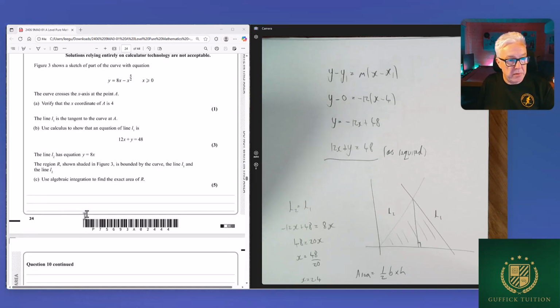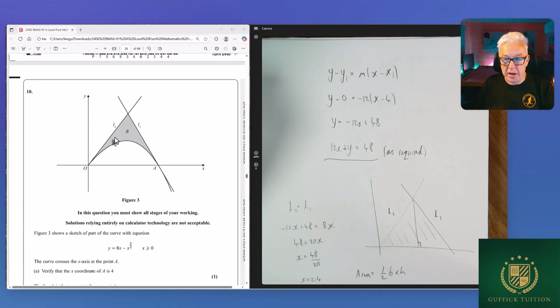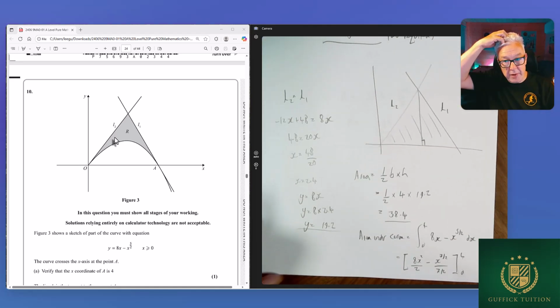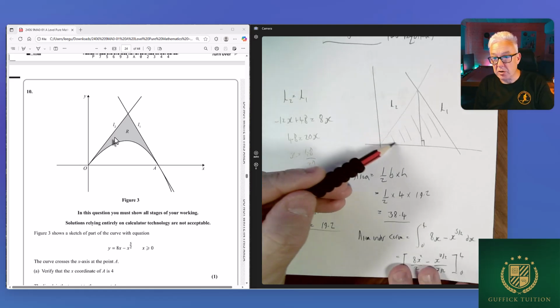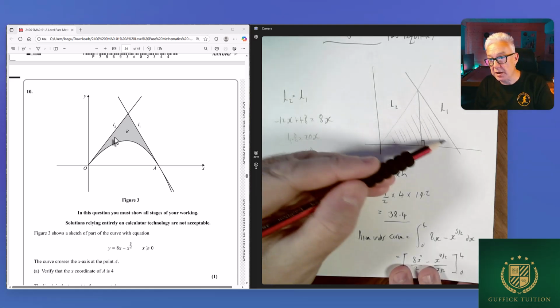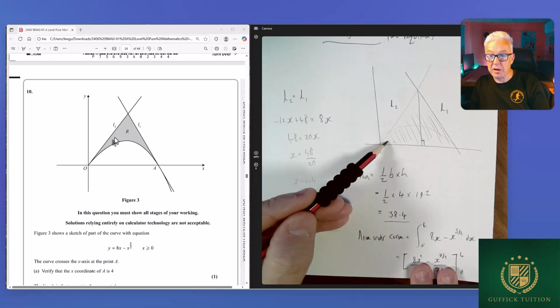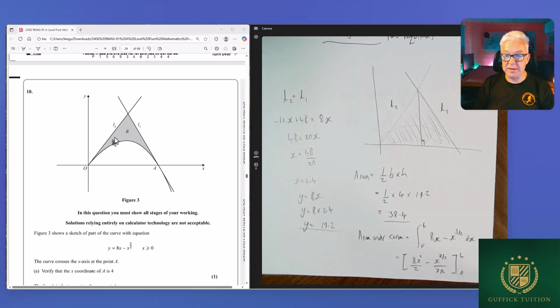Now it says the line L2 has the equation y is equal to 8x. The region R, shown shaded in figure 3, is bound by the curve, the line L1 and the line L2. Use algebraic integration to find the exact area of R, 5 marks. So we're after finding this area here. Now I think we can do this in 2 steps. First of all, if we can find the area of this big triangle here that I've indicated by shading it, and then from that, we're going to subtract the area underneath the curve, and what we'll be left with is the area R.